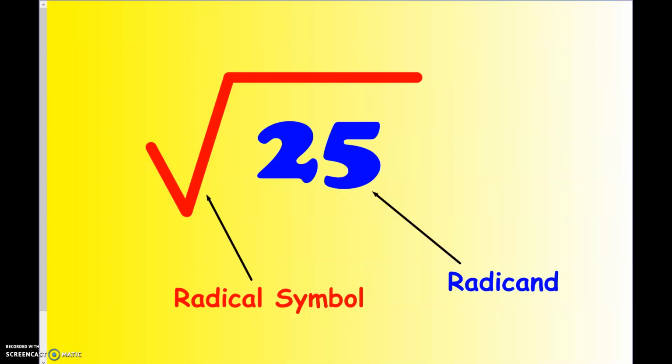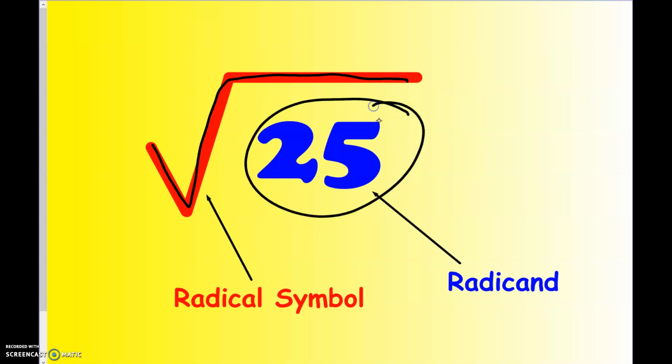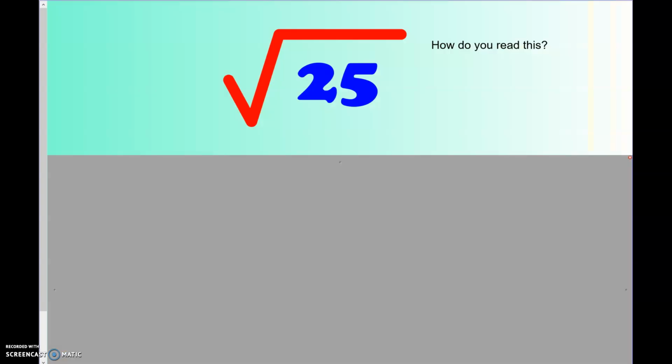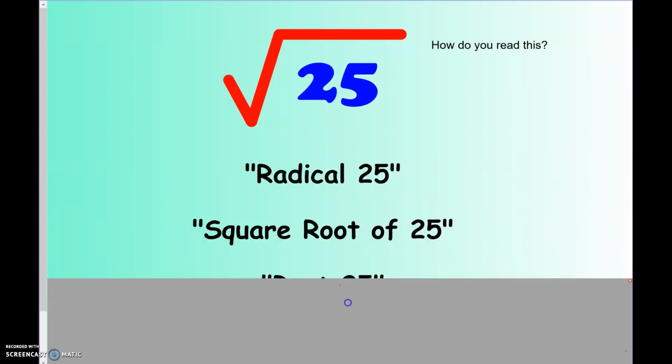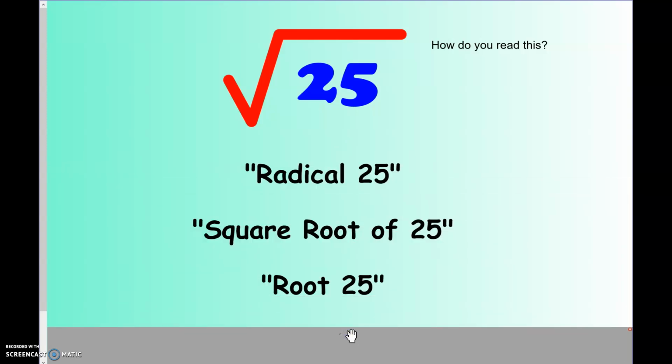All right, so this symbol, this red symbol right here, is called your radical symbol, and the number underneath is called the radicand. So this is read the square root of 25. Okay, so how do you read this? There are actually three different ways that you can read this, and one is just saying radical 25, or the way I just said it, square root of 25, or some people just say root 25.